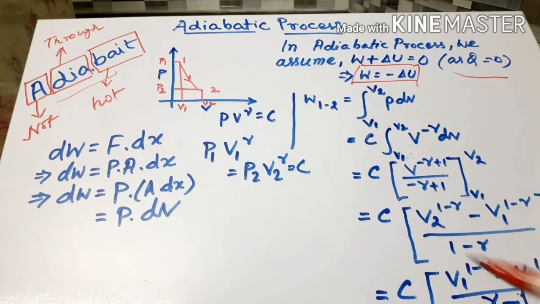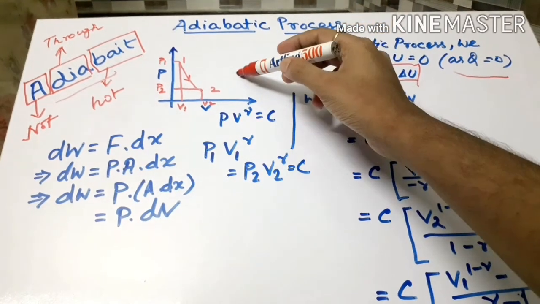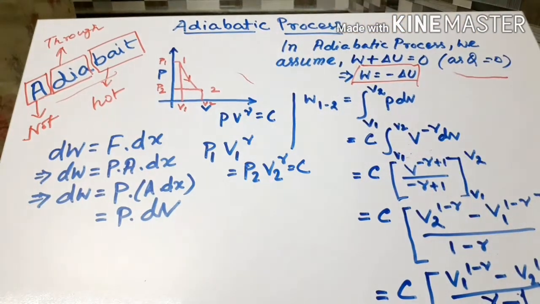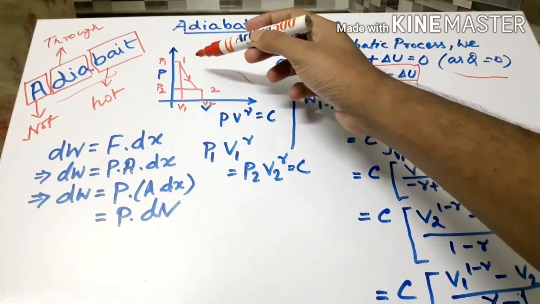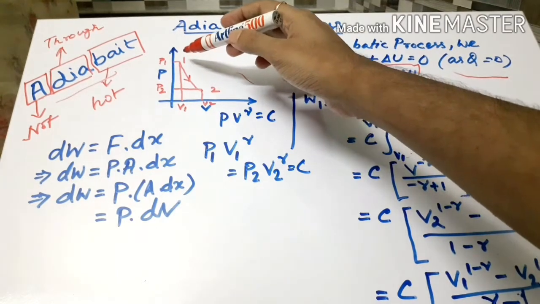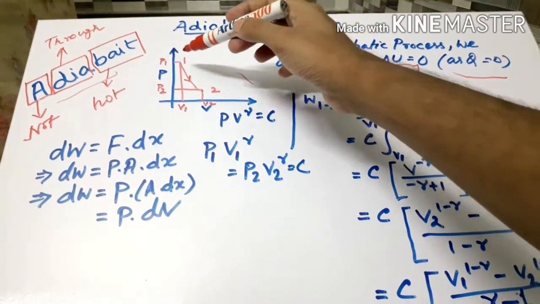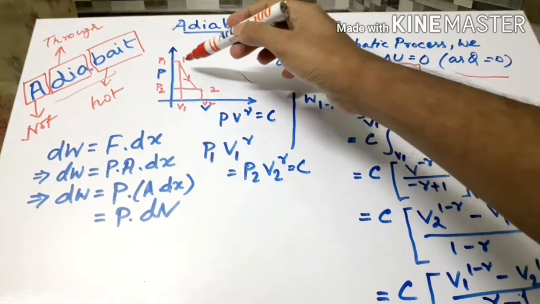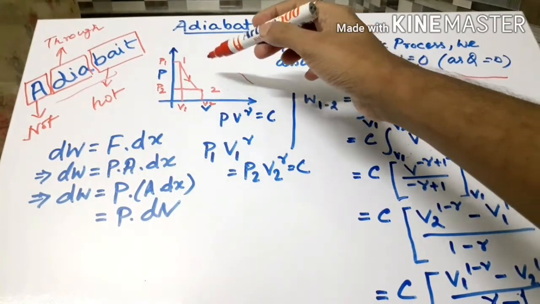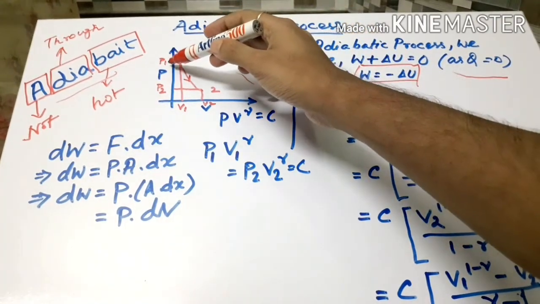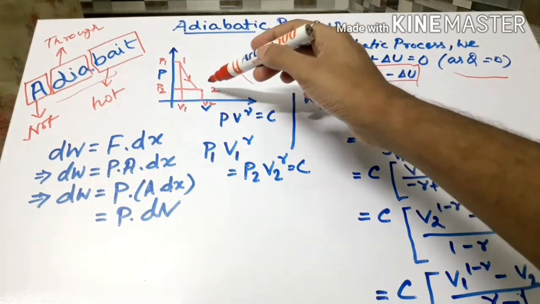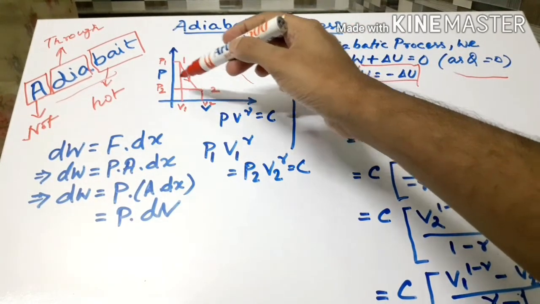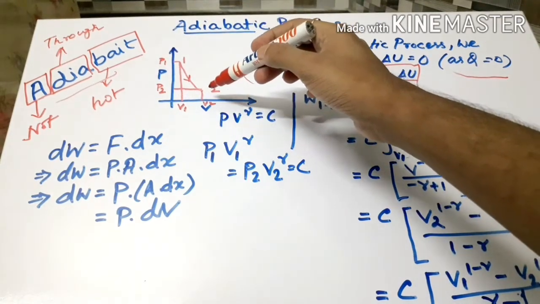So you can see this curve. This curve basically shows how this adiabatic process takes place. This is state 1 and this is state 2, so this change is the adiabatic change. In state 1 the corresponding pressure is P1 and volume is V1, and in state 2 the pressure is P2 and volume is V2.